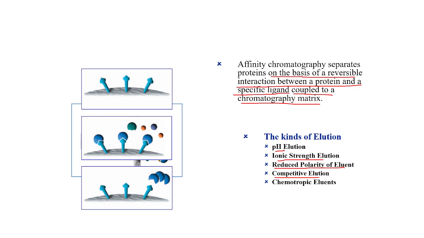Your protein of interest just moves up, and the other compound which has a strong binding with your ligand comes and sticks with your ligand, and then this elution process happens. And then you have chemotropic elution, so you use other chemicals for the elution process.